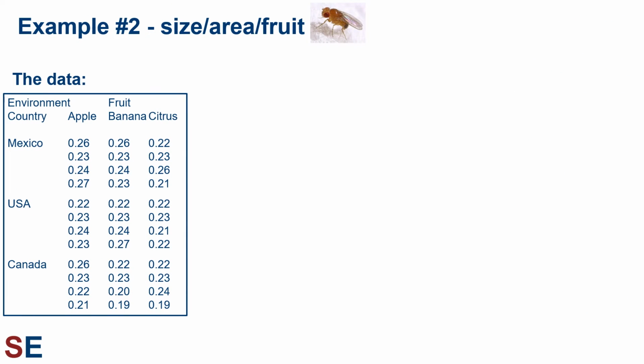The data from this hypothetical study looks like this. We've used the fruit factor for the columns and the environment factor for the sets of rows. For this unrealistically small study, we'll assume that he collects 4 flies in each of the 9 locations, and the values shown are the masses of the flies in milligrams.